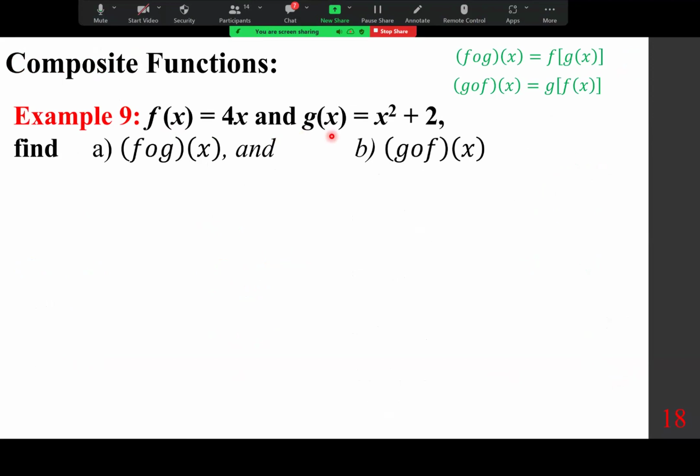f of x is 4x and g of x is x squared plus 2. Find f of g of x and g of f of x. So f of g by definition is f of g of x, which makes it f of x squared plus 2. So into the x of the f function goes x squared plus 2. So 4 times x squared plus 2. Distribute, you get 4x squared plus 8, and you're done.